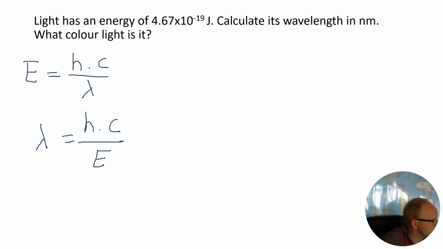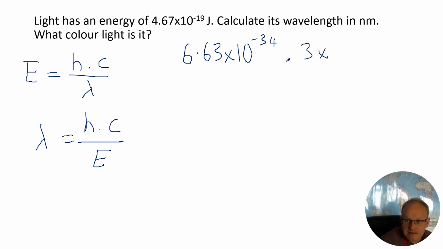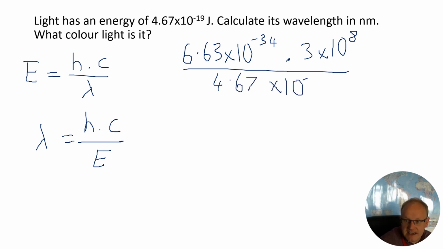So what we'll do is we'll plug all the numbers in, making sure we get the units right. So h is 6.63 times 10 to the minus 34. The speed of light is 3 times 10 to the power of 8. And then the energy in joules is 4.67 times 10 to the minus 19. And that comes out as 4.28 times 10 to the minus 7 meters.